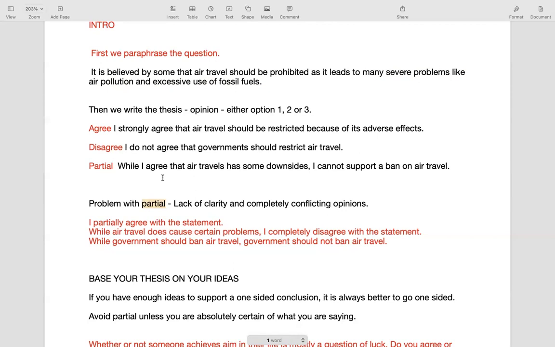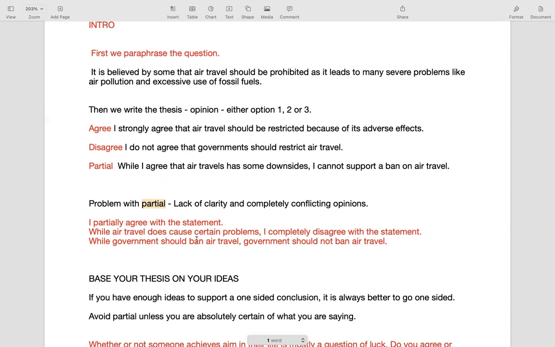And if you disagree with something, you have to write, I disagree with that, but I agree with this part. For example, I clearly wrote here that I agree that there are downsides. I'm agreeing with that. I have no problems in agreeing with that, but I cannot support a ban. I'm telling you, I don't want a ban on air travel. I support it. I support air travel. So you have to be clear.